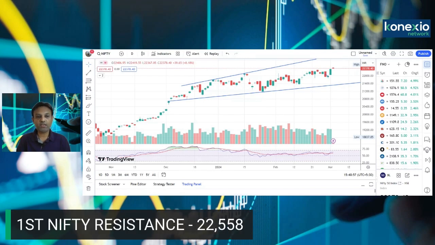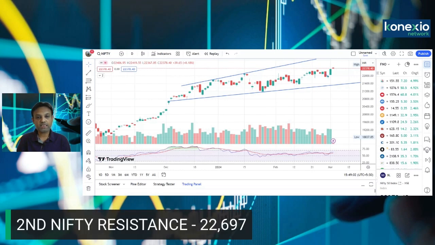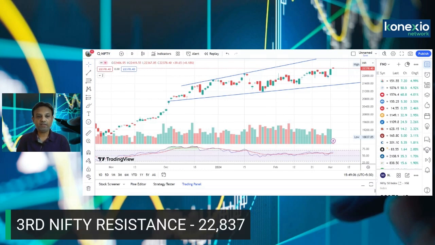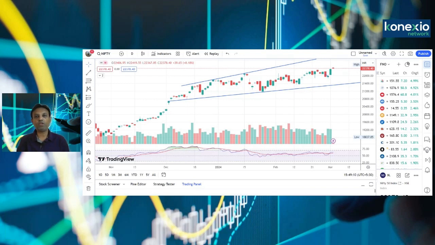On the upside, the first resistance is around 22,558. The second resistance is around 22,697. And the third resistance is around 22,837. These are the important support and resistance levels in Nifty for the next week. Traders should watch these levels and trade accordingly in the direction of the primary trend. And the primary trend is positive.